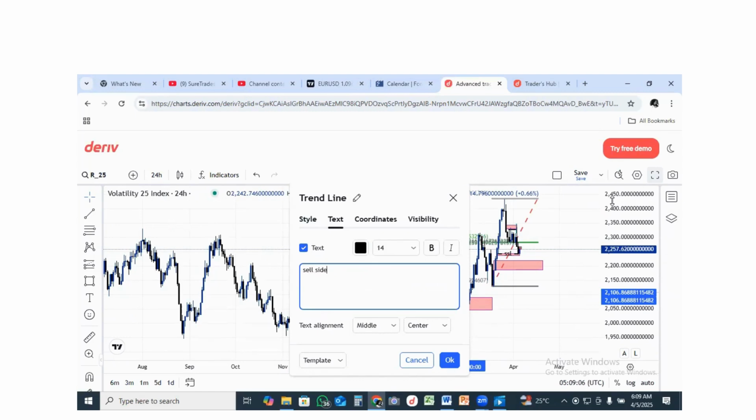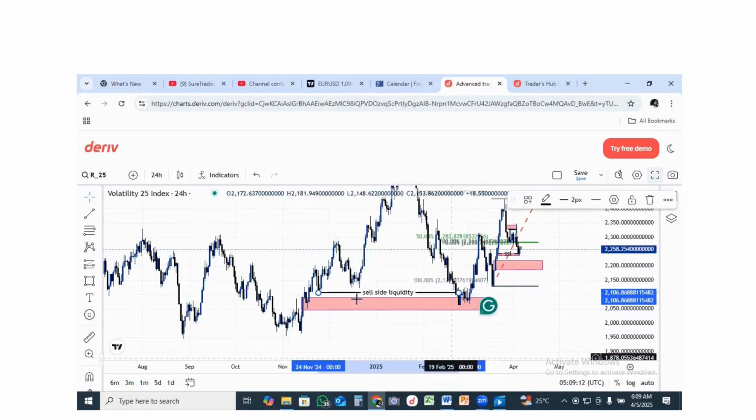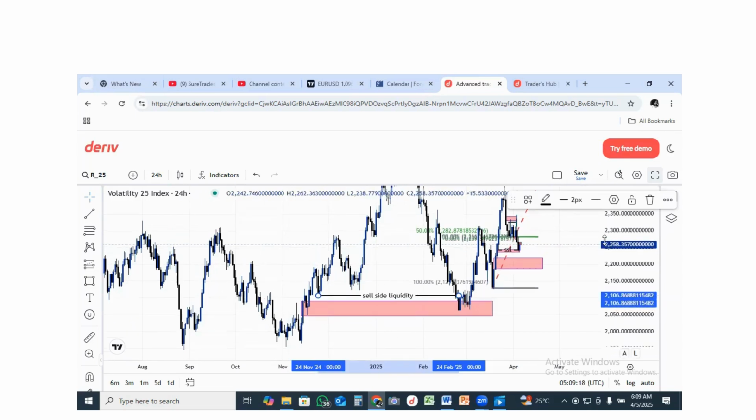Sell side liquidity. All right. So right there, guys, sell side liquidity. You see that? Price hit and cleared sell side liquidity and hit this fair value gap. I tell you guys, this is a pure buy model triggered.